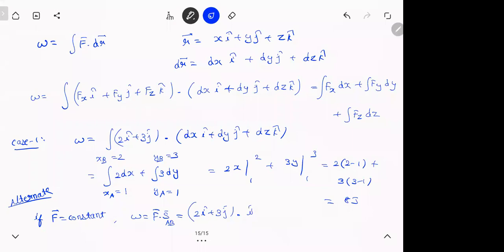So the dot product will be with i plus 2j. So that will be 2 plus 6, 8 joules. If you see, we got the same answer. But this you can use only when F is constant. This will fail completely in the B and C cases. Case 2, case 3 doesn't work.